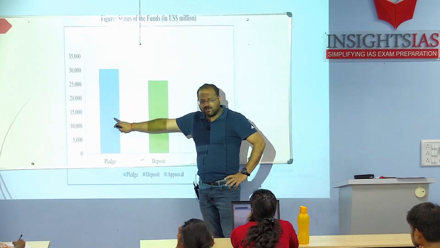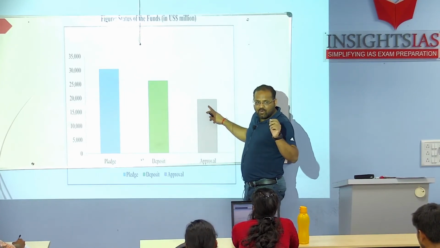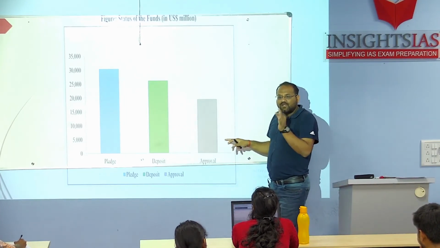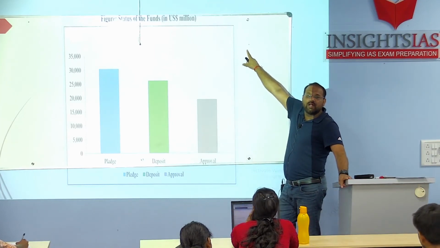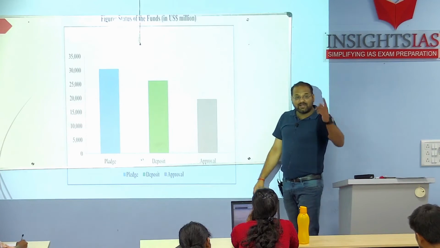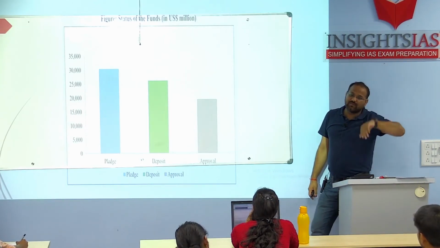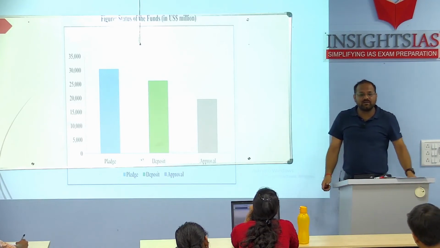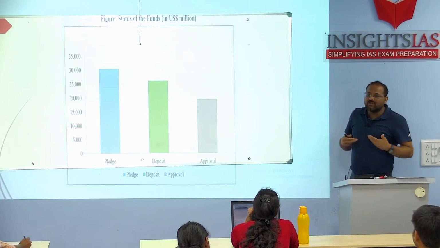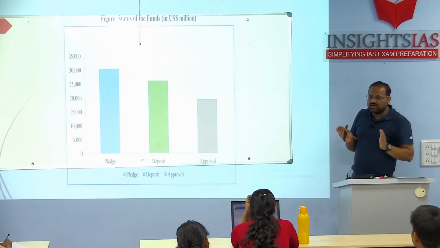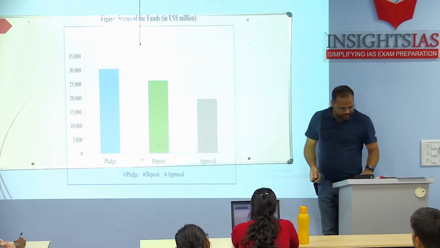Pledge has been of 30 billion. Deposited has been only 25, and out of deposited only 20 billion has been approved, and our target is 100 billion and we are running short of 2.5 trillion for developing countries. The whole world needs 5 to 7 trillion. So now you have all data to present your argument, right? When you need data, you need stats to present the argument, you have everything.